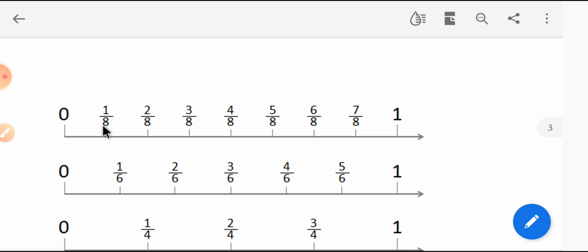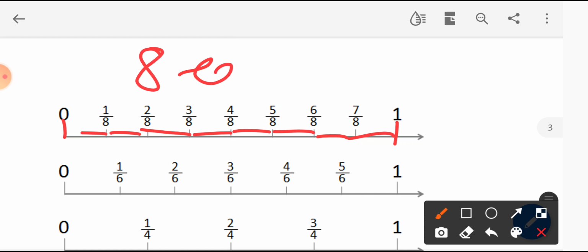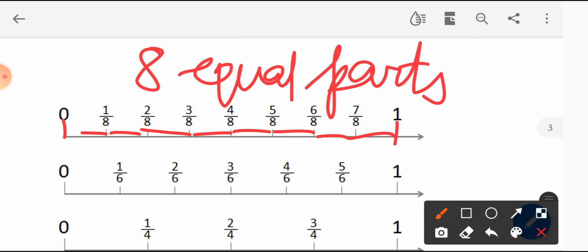Your denominator is given as 8. It means between 0 and 1 you have to divide into how many parts? 8 parts. 1, 2, 3, 4, 5, 6, 7, 8. So you can see that here we have divided into 8 equal parts, and all parts should be equal only. Fraction means where we are dividing any object into equal parts only.